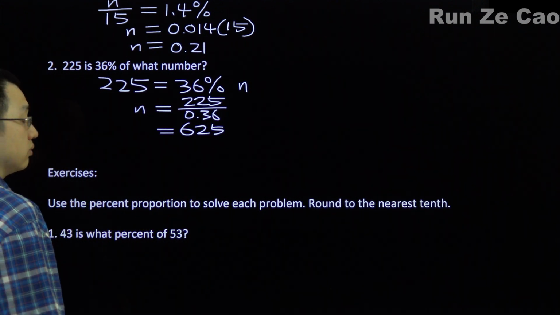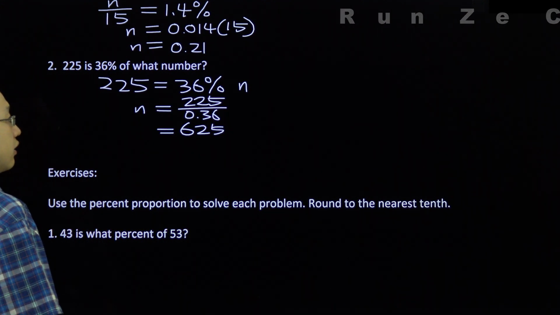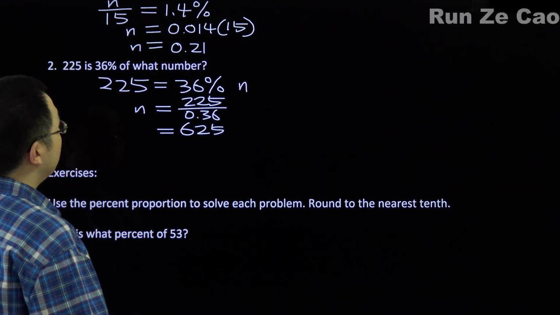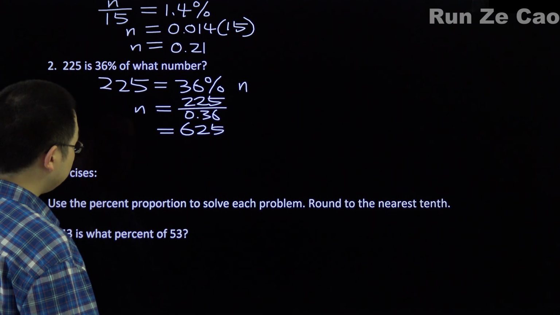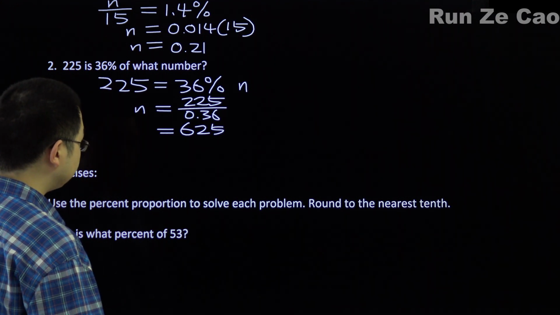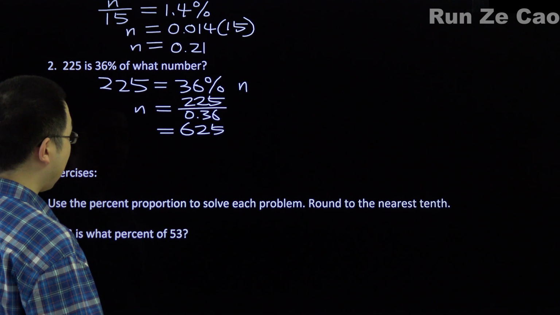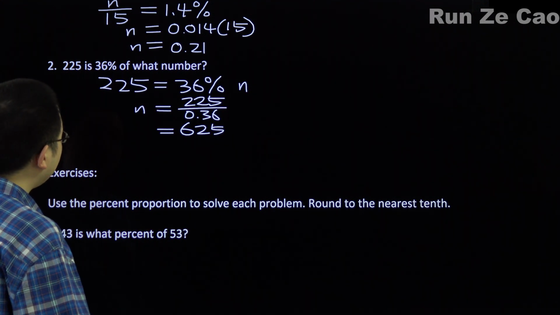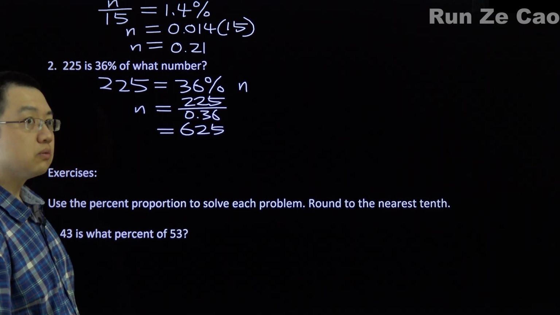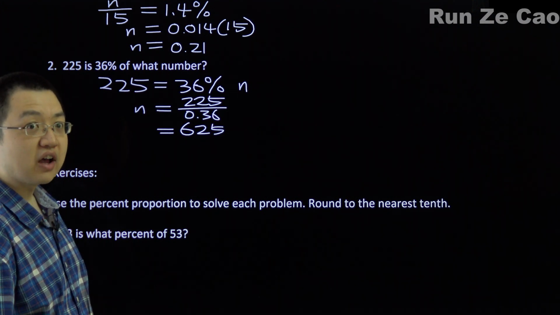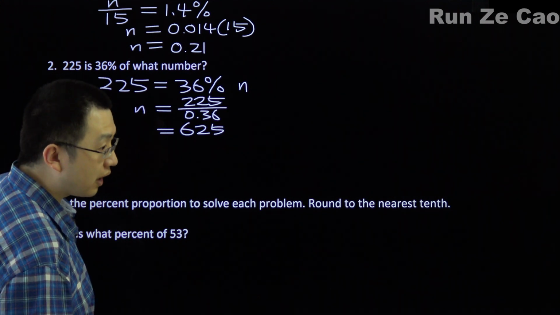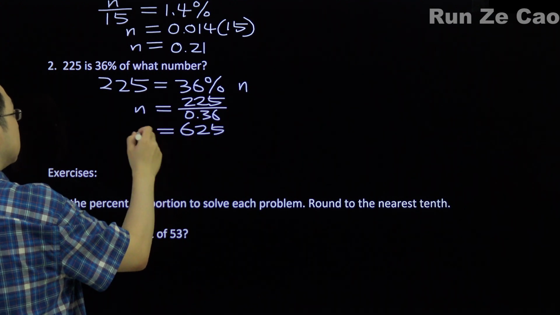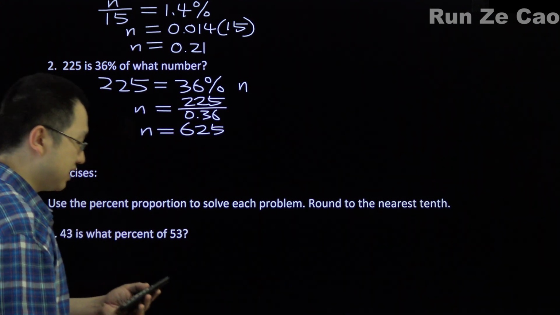We could have done it without using a calculator because 0.36 is 9 times 0.04. And what's 225 divided by 9? It's 25. So 25 divided by 0.04, which is 1 over 25. So 25 divided by 1 over 25 is 25 squared. So 625. But, well, didn't feel like it.